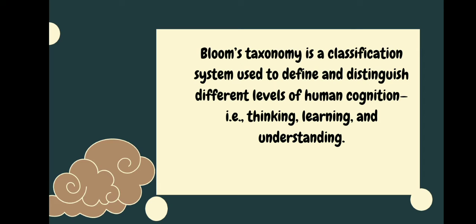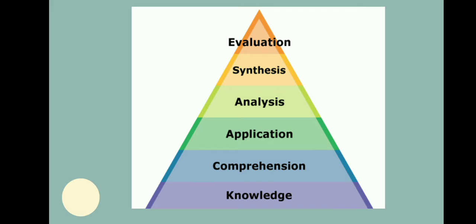Bloom's taxonomy is a classification system used to define and distinguish different levels of human cognition, for example thinking, learning, and understanding. Here we look at a diagrammatic representation of the taxonomy. As we can see, it consists of six levels.